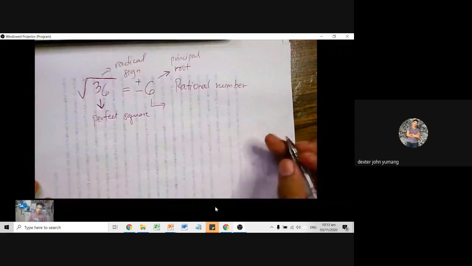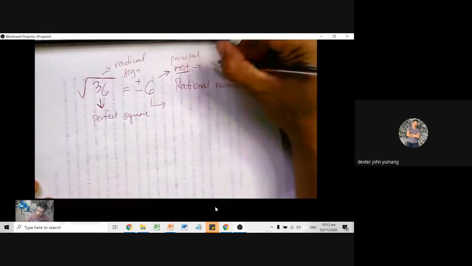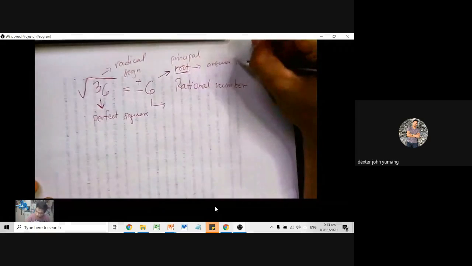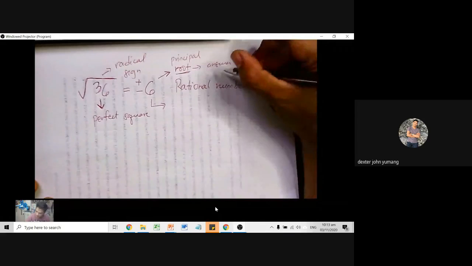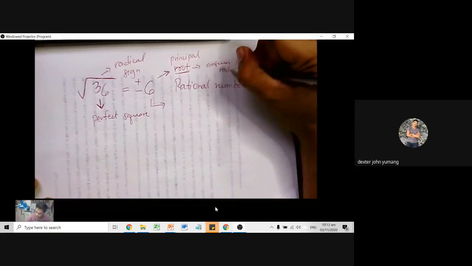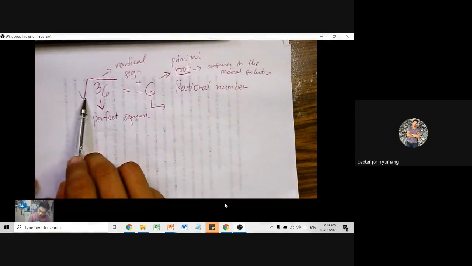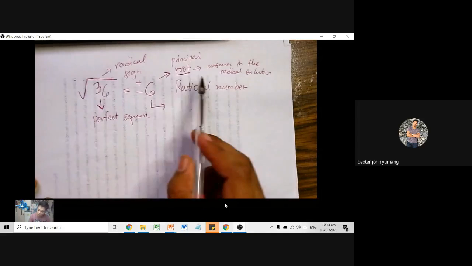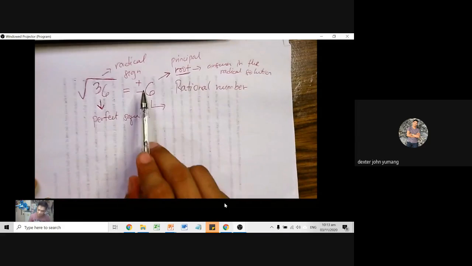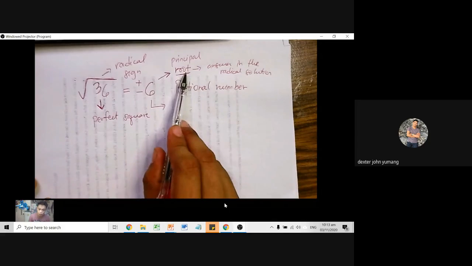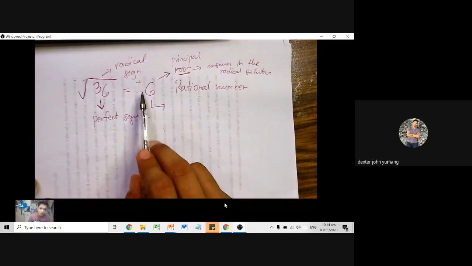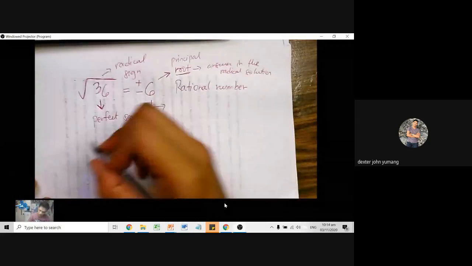So, pag sinabi mo pong root, you are trying to say answer in the radical solution. Kapag kinunan po natin siya ng radical or inilagyan po natin siya ng radical sign, ang tawag po sa sagot is root. And the roots are always 2, positive, negative. Meron siyang positive number, meron siyang negative number. Ganun po. What about this one?